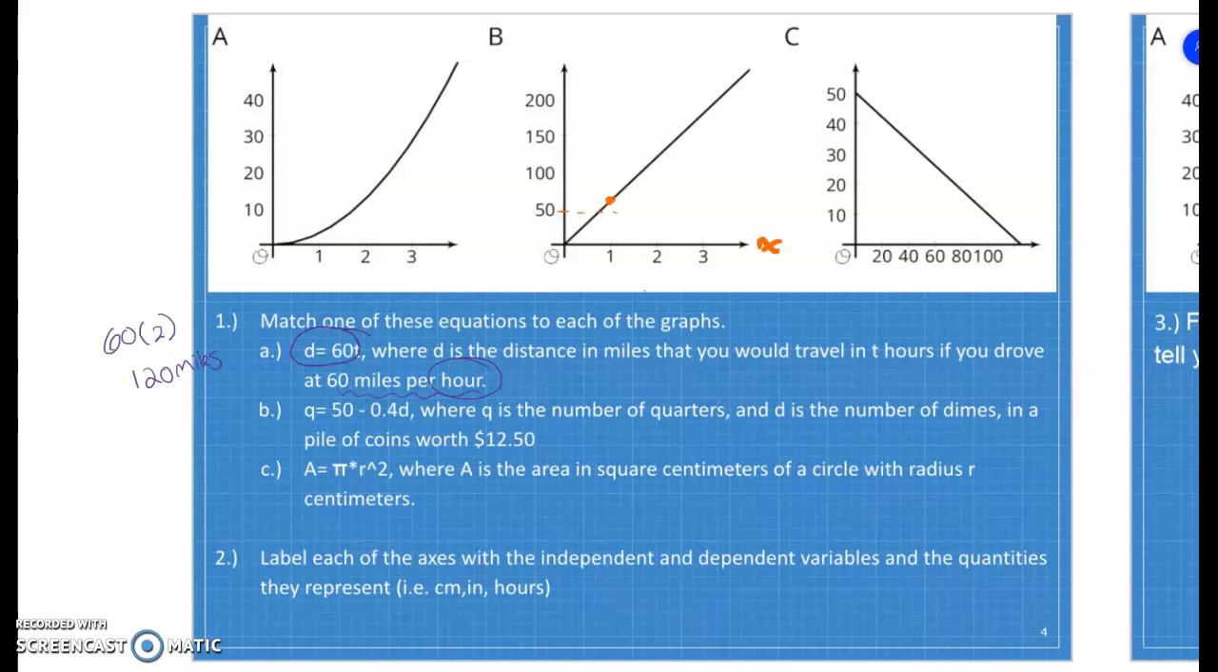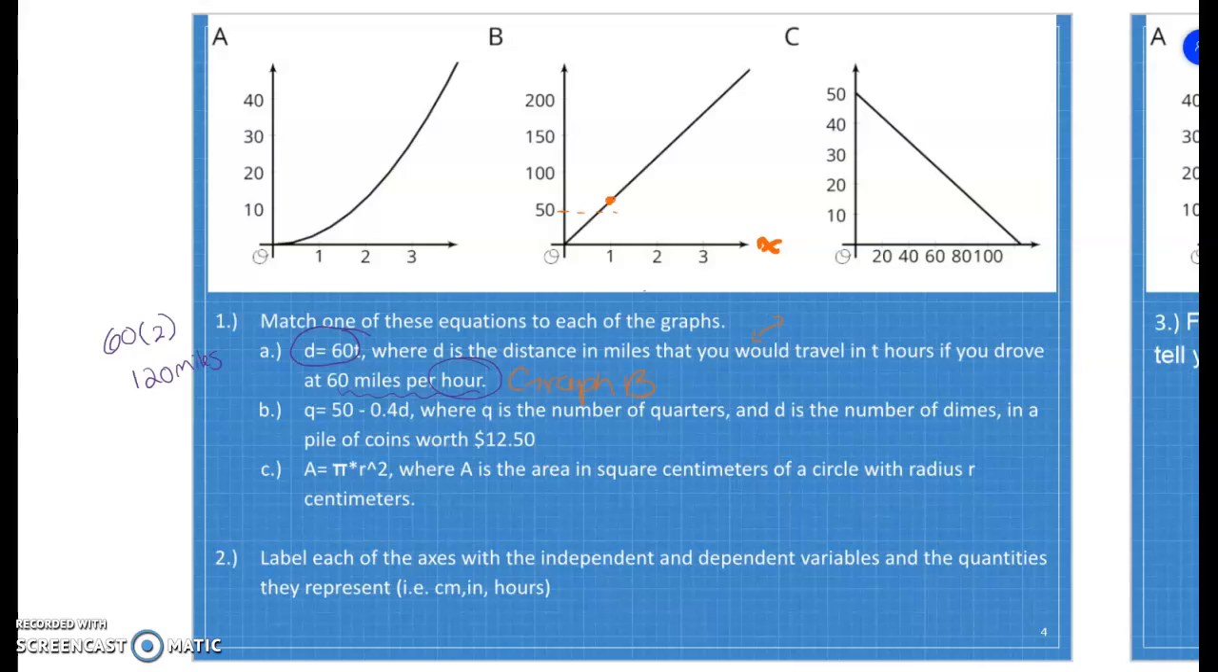C. Oh no. There are a lot of reasons why it can't be C. One, our axis counts by 20s, that's fine. But the biggest problem that doesn't match our graph or our story is that it's decreasing. If I'm going 60 miles per hour, I'm going to be constantly increasing my amount each time. So it can't be C. Our best bet is graph B.